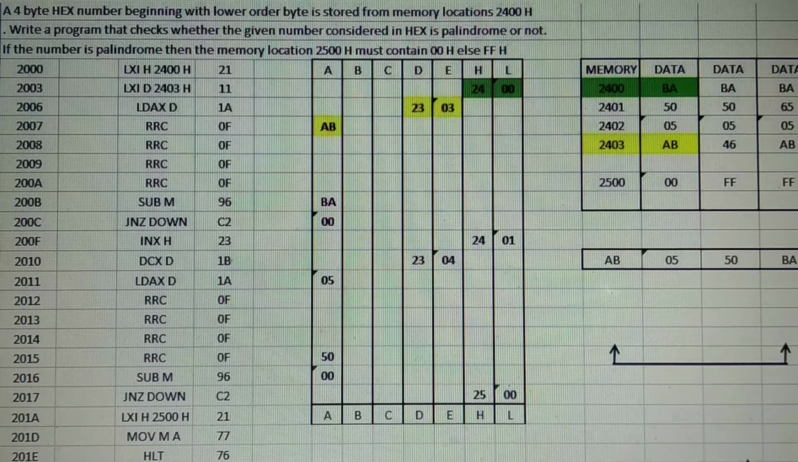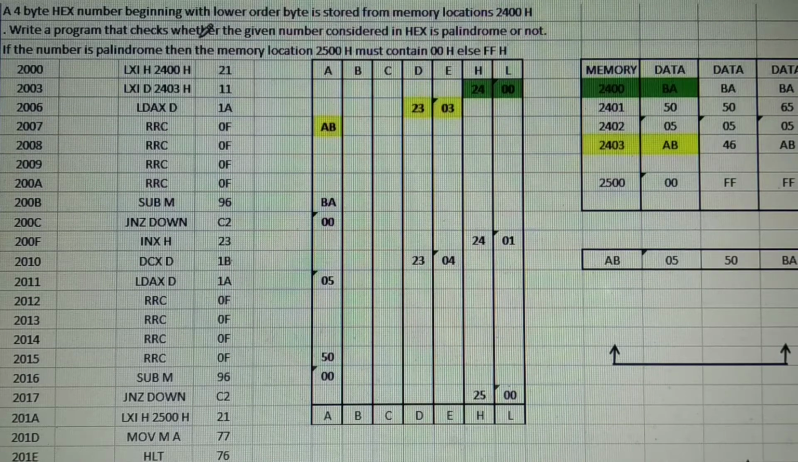A 4-byte hex number beginning with lower order byte is stored from memory location 2400H. Write a program that checks whether the given number considered in hex is palindrome or not. If the number is palindrome, then the memory location 2500H must contain 00, else FF.